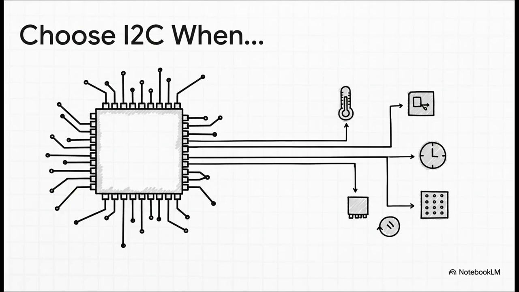So when are you going to reach for I2C? Well, it is the undisputed champion of pin efficiency. If your main chip is running low on available pins, or you're connecting a whole bunch of simple devices like temperature sensors or real-time clocks where blazing speed just isn't necessary, I2C is absolutely your best friend.